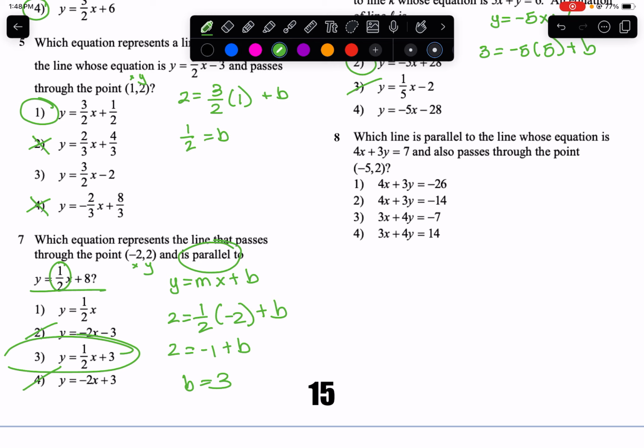So which line is parallel to the line whose equation is 4x plus 3y equals 7 and also passes through the point negative 5, 2? So we're starting with 4x plus 3y. So they're all in the same form, so you know that the x and the y part have to be the same. So we're down to 1 and 2. And now I'm going to plug in to check 4 times negative 5 plus 3 times 2. So that's negative 20 plus 6, which is negative 14, which is number 2.